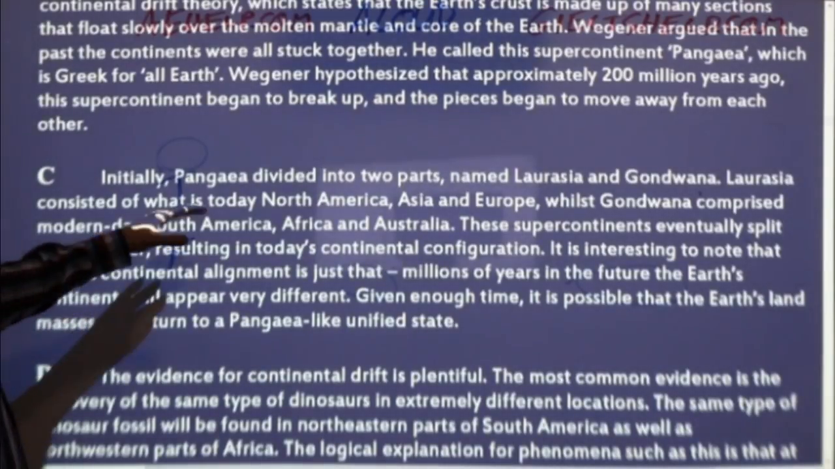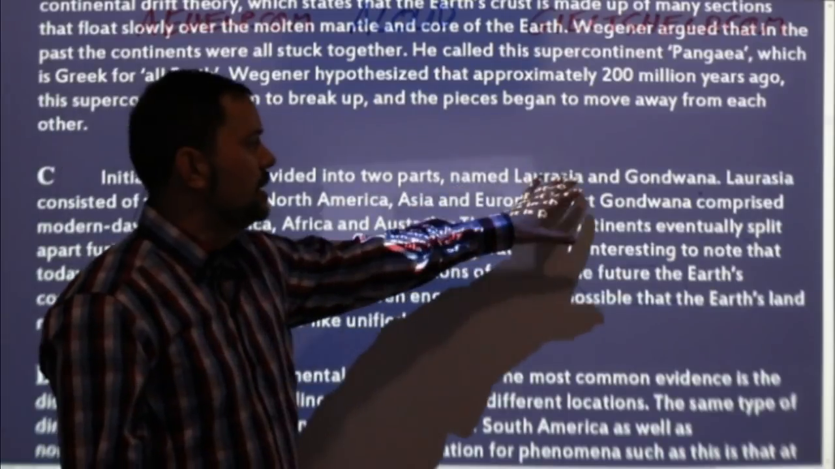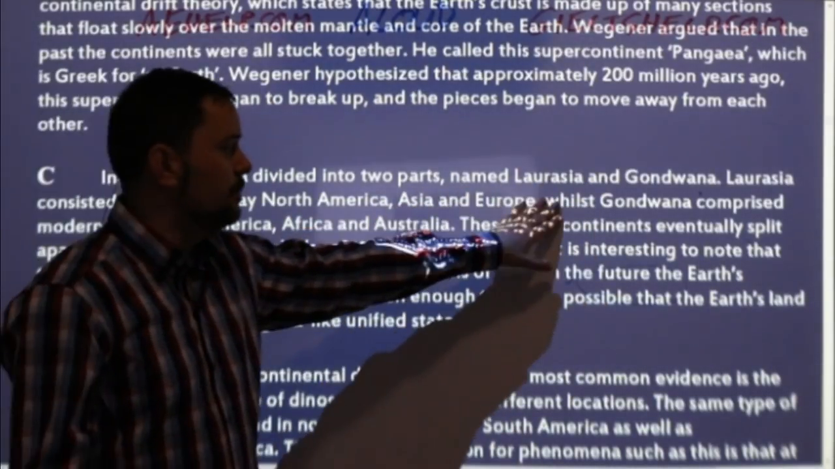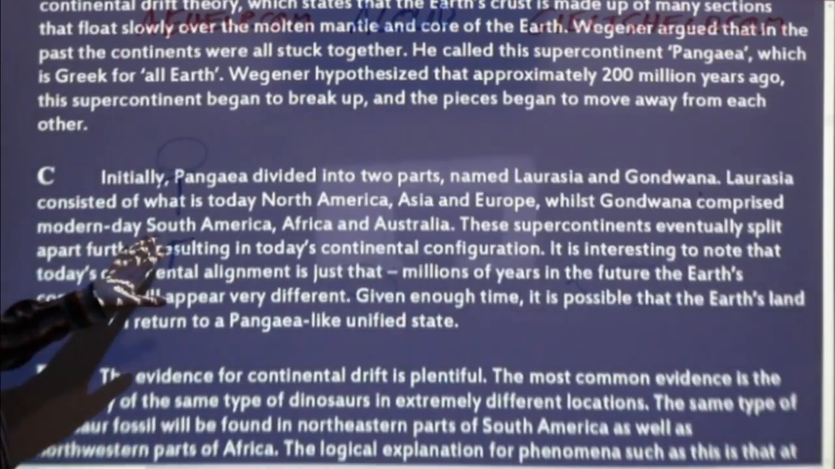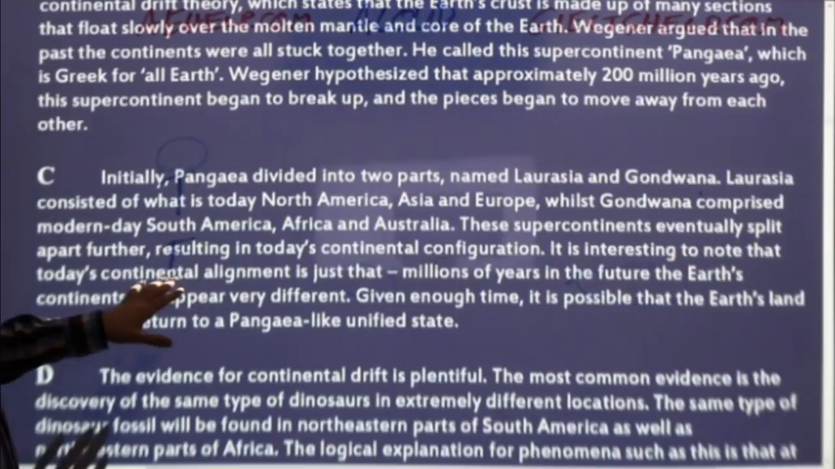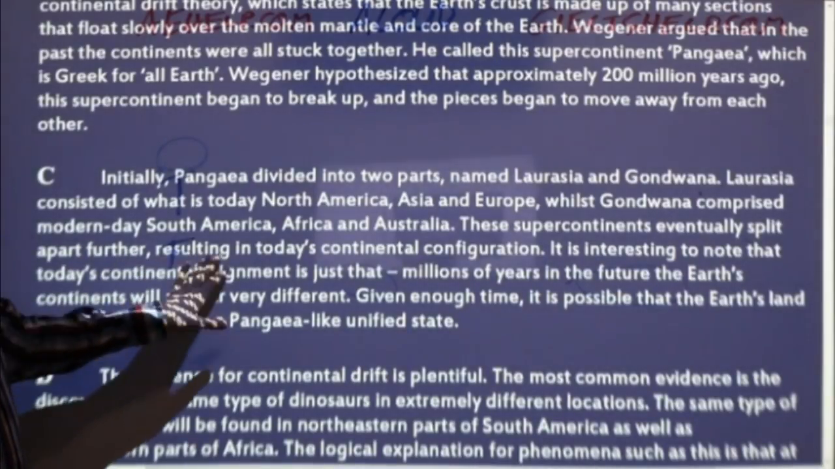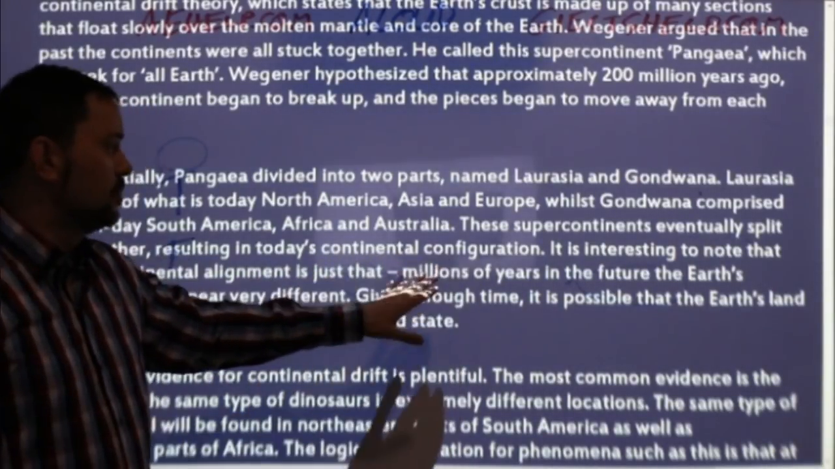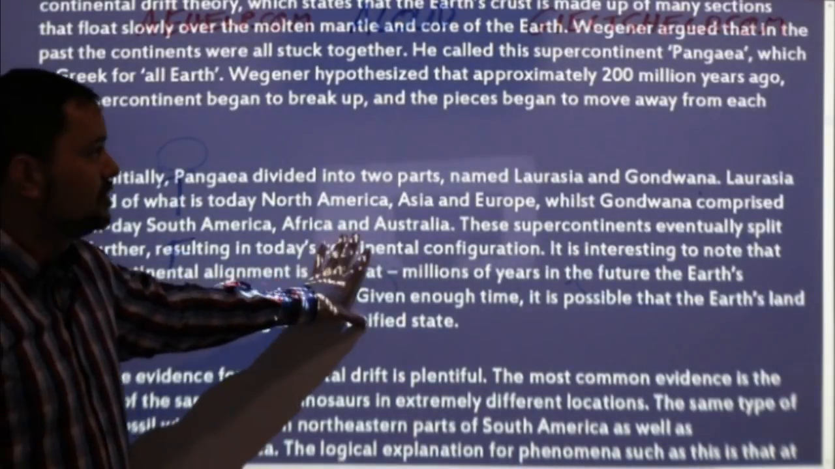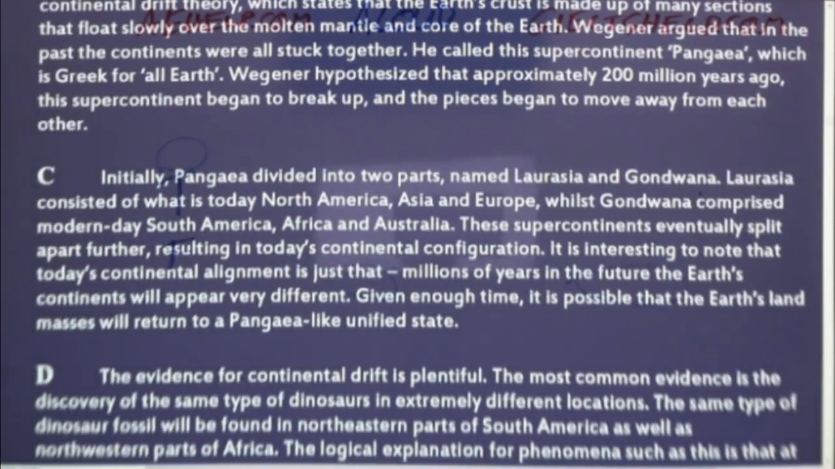So initially, Pangaea divided into two parts. Laurasia consisted of what is North America, Asia, Europe. Gondwana comprised modern-day South America, Africa, and Australia. These supercontinents eventually split apart further, resulting in today's continental configuration. Do I see India and Antarctica anywhere here?